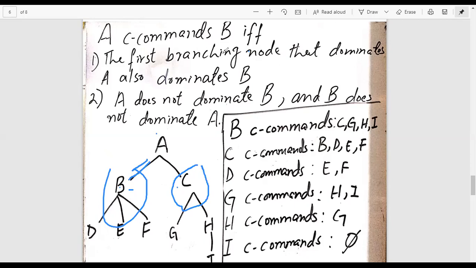So let me arrange it and move towards the diagram, the main diagram here.